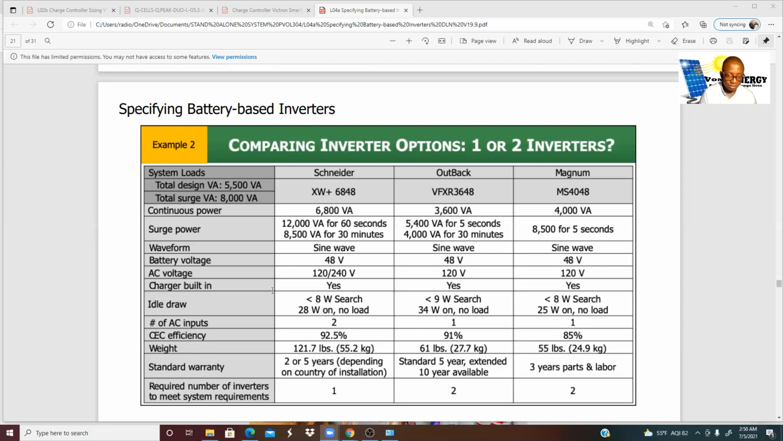The waveform, we have sine wave, sine wave, sine wave. Perfect. The battery voltage, we have 48, 48, 48. The AC voltage, we have 120/240 volt, 120 volt, 120 volt.